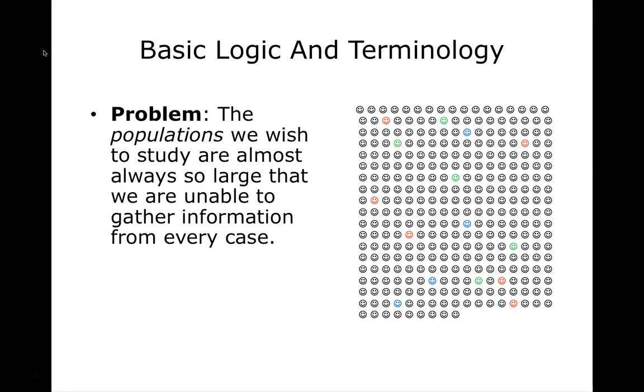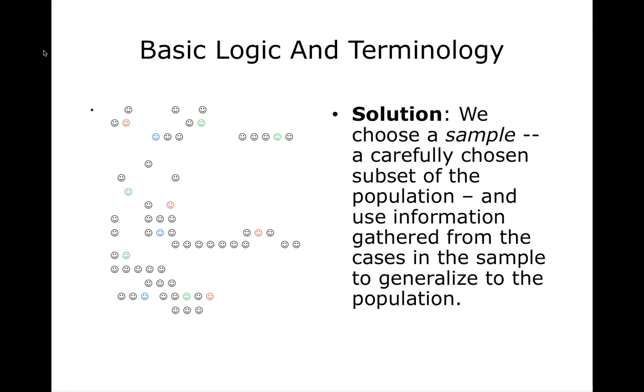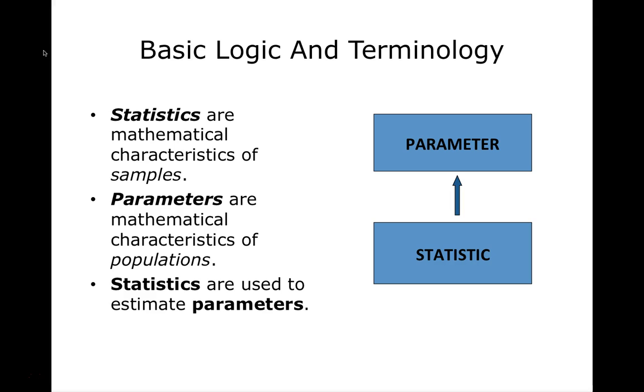And the basic logic underlying this is that the populations we wish to study are almost always so large that we're unable to gather information from every case. So if our population of interest is adolescent girls, for example, there's no possible way we could survey every adolescent girl in the country or in the world. And so the solution to this is that we choose a sample. This is a carefully chosen subset of the population, and we use that information gathered from the cases in the sample to generalize to the population, to make population level estimates.